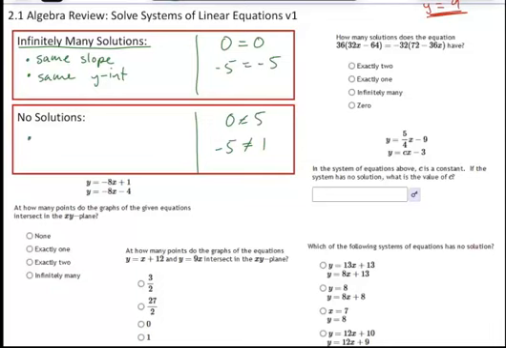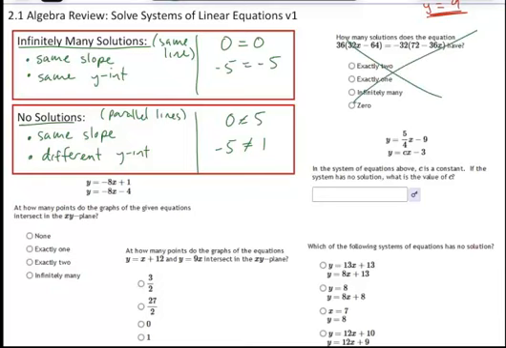Okay, on this one, they are going to have the same slope, but they're going to have different y-intercepts. And really what that means is these are parallel lines, and up here, these are the same line. These are just two equations that represent the same line. So that's the no solutions and the infinitely many solutions. Okay, we already did a problem like this previously, so I'll kind of skip that one.